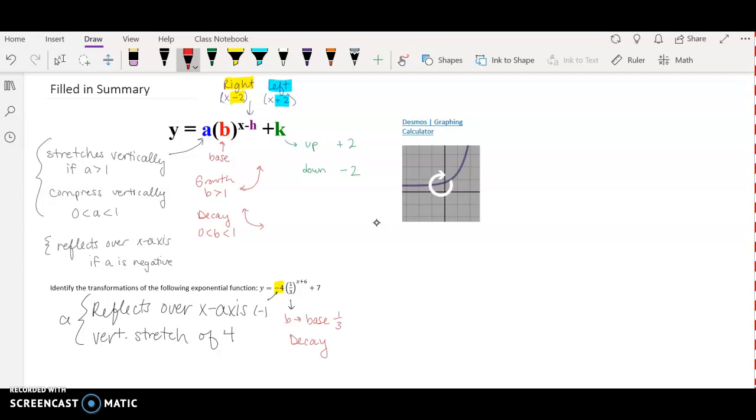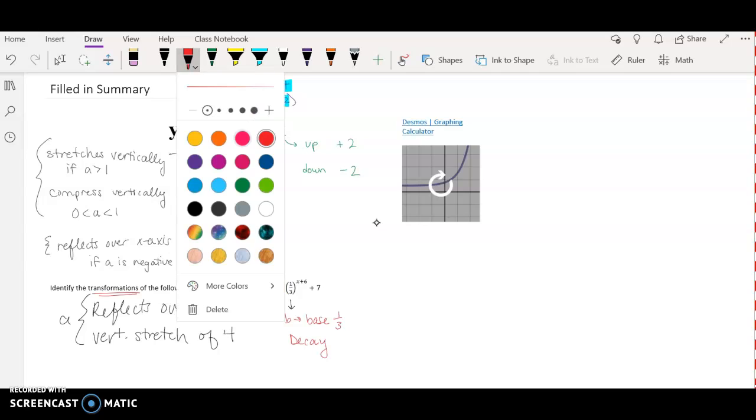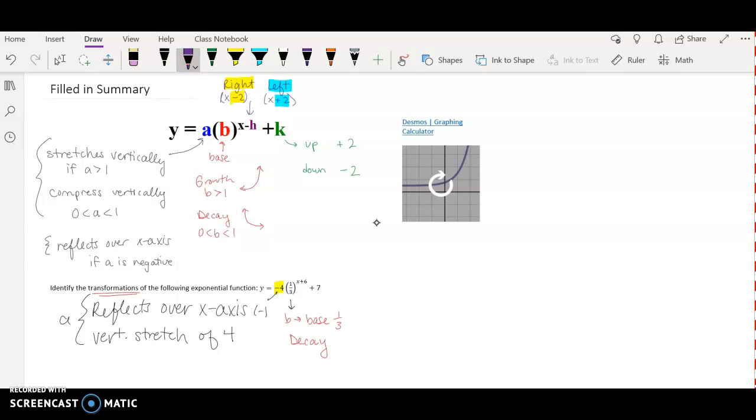So it's not really changing the transformations. Really, it's just what the original graph looked like. It would be a decay function. Your h value is going to deal with this +6. That's your h. Since it's plus, up here you can see that the plus moves it left. So this graph is going to be moved left 6. And then your k value is being added at the end. Since it's plus 7, that's going to move your graph up 7.